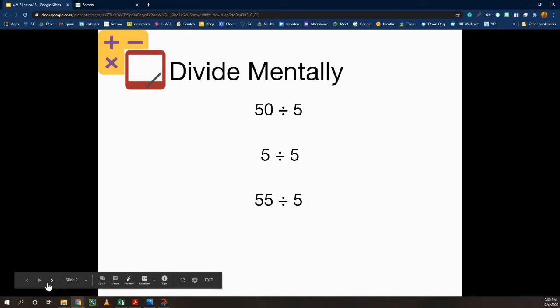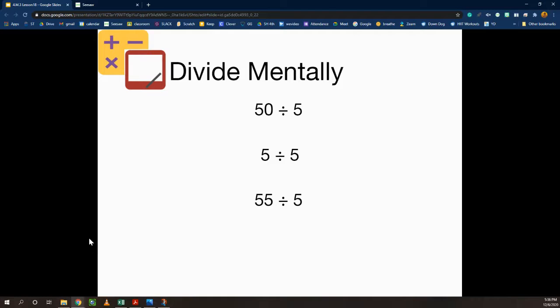First we're going to start by dividing mentally. We're going to think about 50 divided by 5. We're thinking about how much 5 divided by 5 is, and we know that's times 10. So 50 divided by 5 is 10. It goes in 10 times. Now we're going to say to ourselves, how much is 5 divided by 5? Well, 5 goes into 5 once.